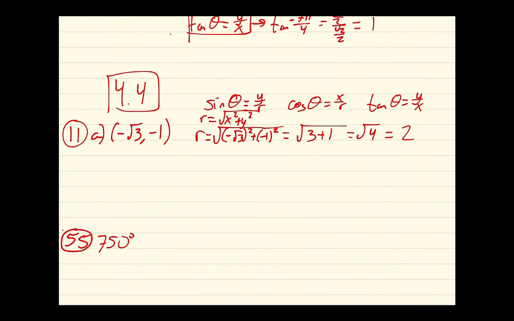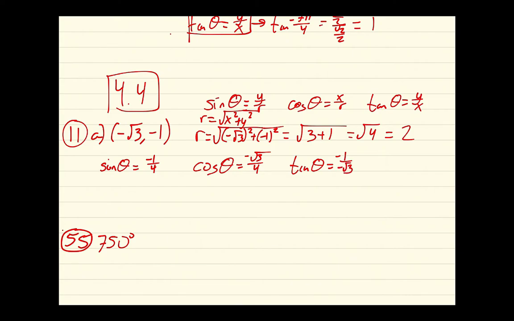So, going with our sine, cosine, and tangent, sine of whatever this mystery angle is that goes to that point, sine of theta equals our y value, negative 1, over our r value of 2. The cosine of that angle is the x value, negative root 3, over the r, which is 2. And our tangent is going to be y over x, so it's negative 1 over negative root 3. I missed some negatives there earlier, sorry.